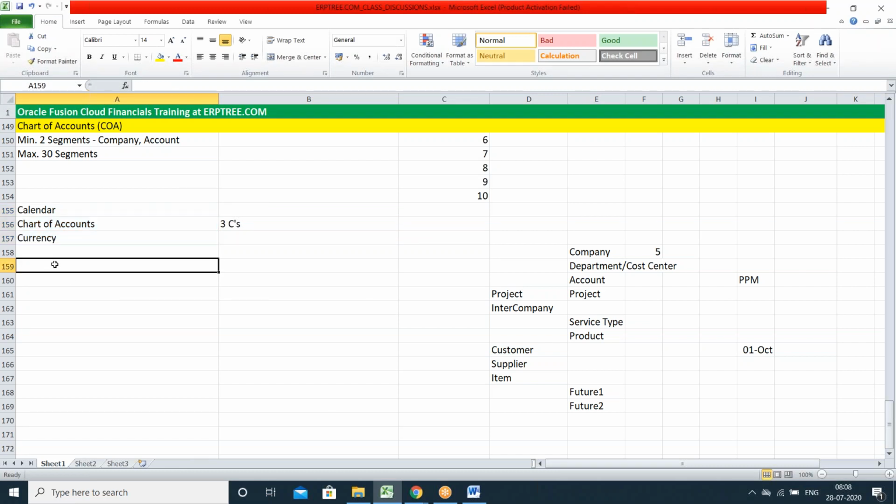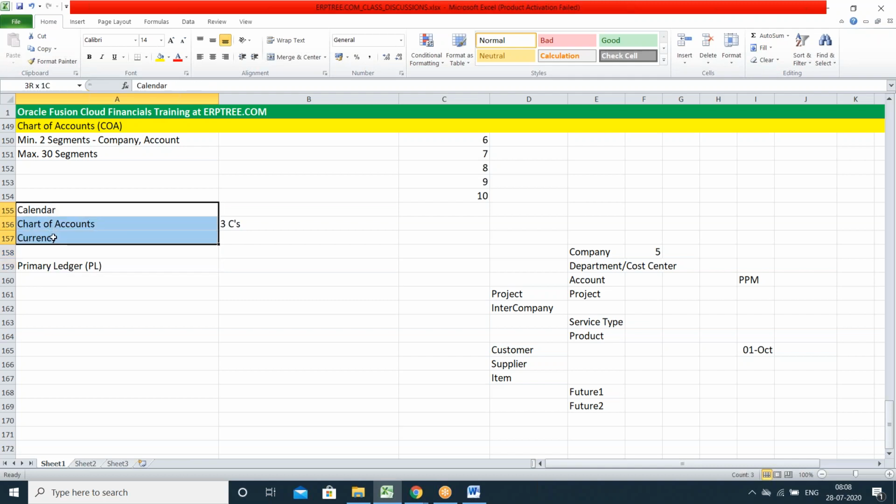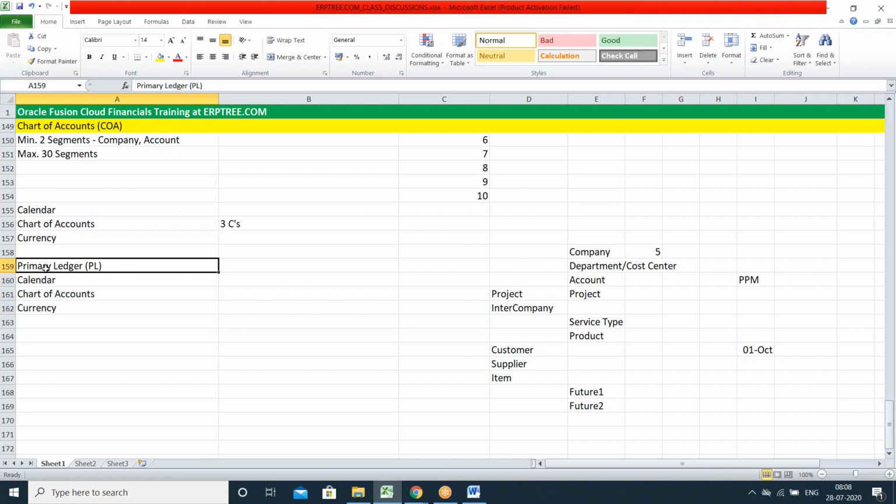What we can do is group these three C's and create the primary ledger. How do we create the primary ledger? By grouping these three C's, we can create the primary ledger. Now, by using the primary ledger, you can record the transactions.